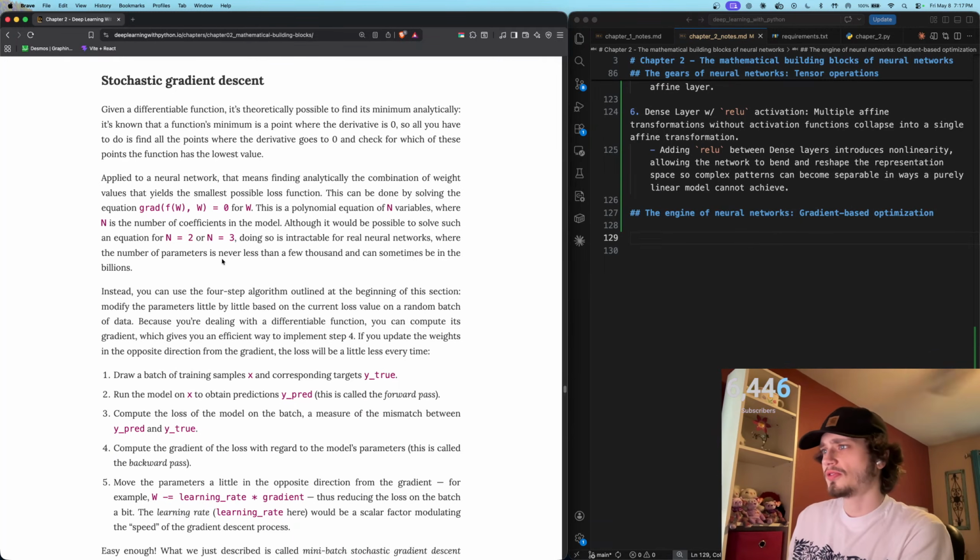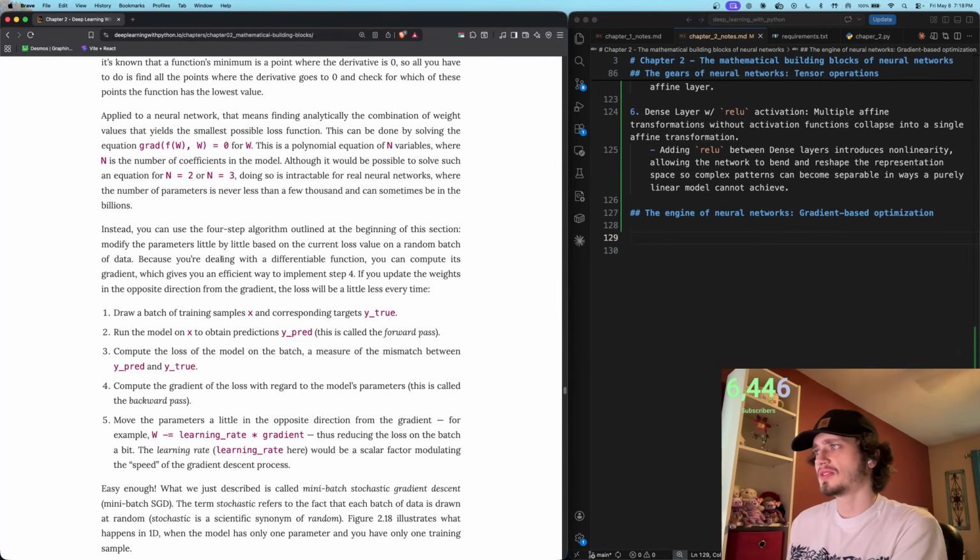Instead, you can use the 4-step algorithm outlined at the beginning of this section. Modify the parameters little by little based on the current loss value on a random batch of data. Because you're dealing with a differentiable function, you can compute its gradient, which gives you an efficient way to implement step 4. If you update the weights in the opposite direction from the gradient, the loss will be a little less every time. So 1 is draw a batch of training samples x and corresponding targets y_true.